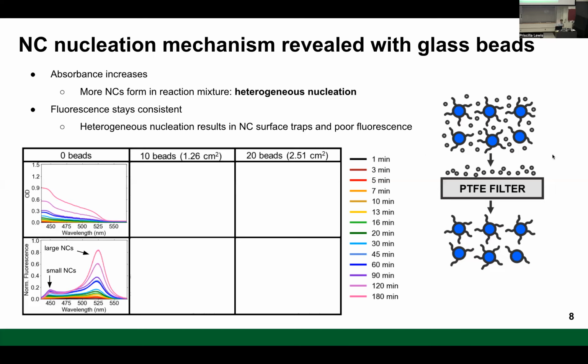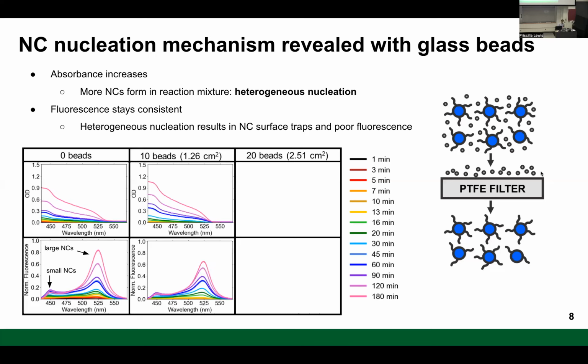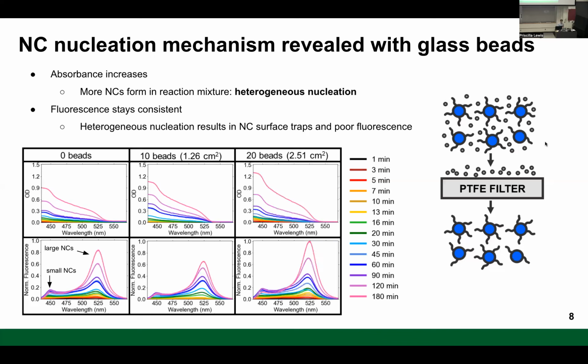Now, when we add 10 beads, which is the same as adding 1.26 centimeters squared of surface area in contact with our reaction mixture, we see a pretty significant increase in the absorbance with a similar fluorescence. And then when we add 20 beads, we see another significant jump in the absorbance with a similar fluorescence. This tells us that our perovskites definitely prefer a heterogeneous nucleation mechanism, where they like these polar glass bead surfaces to nucleate on. But what's also really interesting is that our fluorescence stays the same.